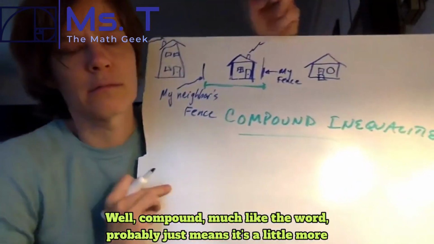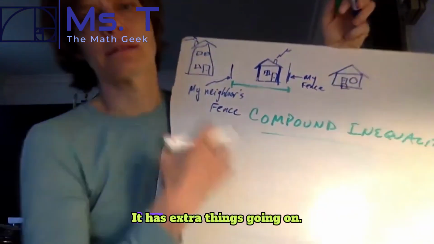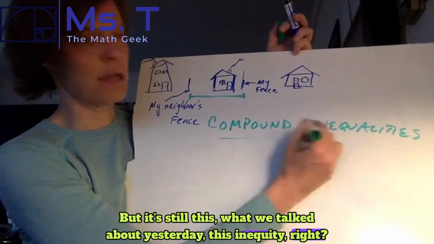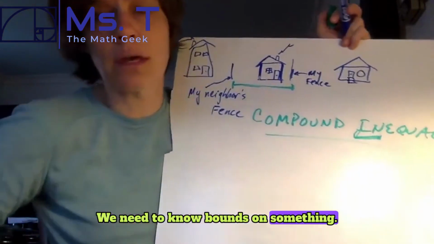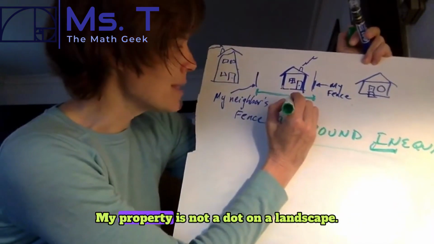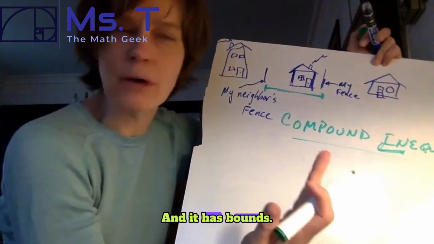Well, compound, much like the word, probably just means it's a little more complex, okay? It has extra things going on. But it's still what we talked about yesterday, this inequality, right? We need to know bounds on something. We're not talking about a singular value. My property is not a dot on a landscape. It's a space, right? And it has bounds.